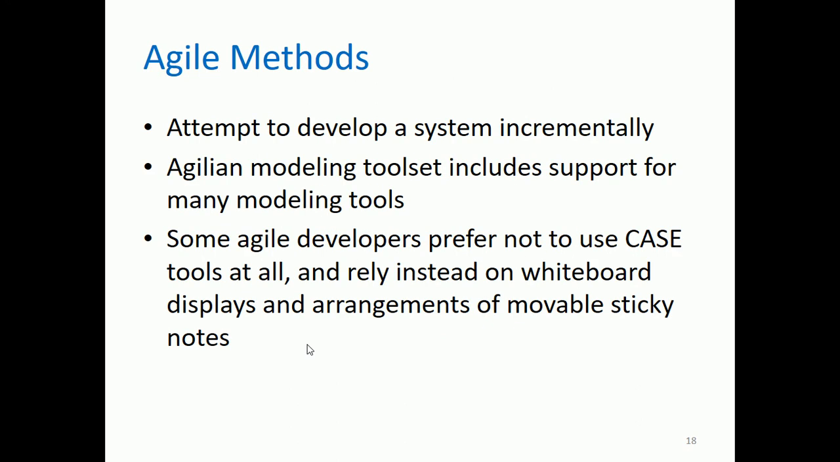Okay, next, the third one is the agile methods. They attempt to develop a system incrementally. An Agile modeling toolset includes support for many modeling tools. Some Agile developers prefer not to use CASE tools at all and rely on whiteboard displays and arrangement of movable sticky notes. There are also Agile developers that are not keen on using CASE tools, but instead want to use a traditional method using whiteboarding and movable sticky notes.